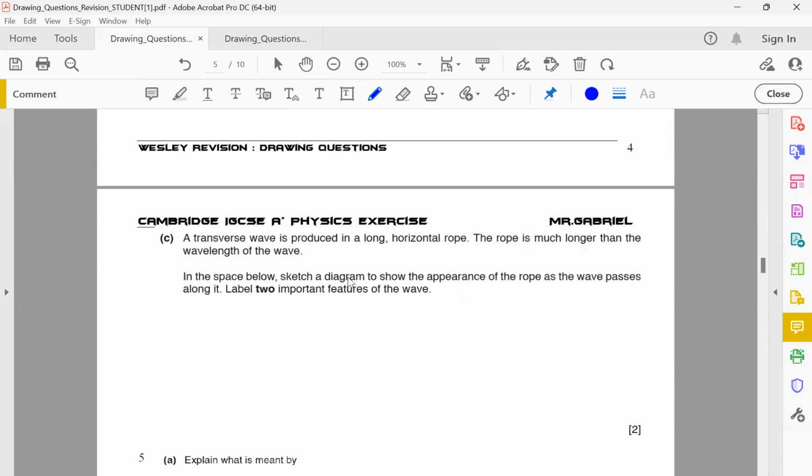Then after that, they ask: a transverse wave is produced in a long horizontal rope. The rope is much longer than the wavelength of the wave. In the space below, sketch a diagram to show the appearance of the rope as the wave passes. Label 2 important features of the wave. You draw a transverse wave, right? And then what are the 2 important features? It could be anything, guys.